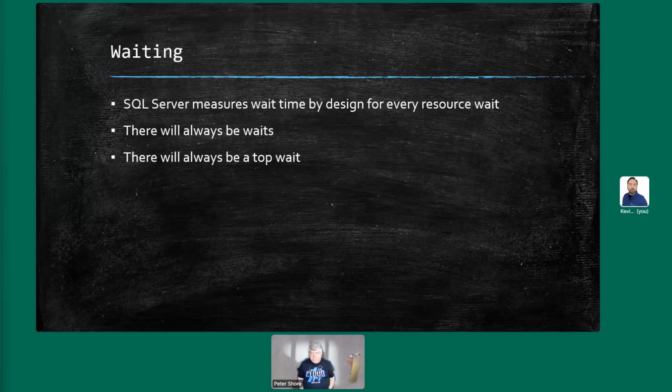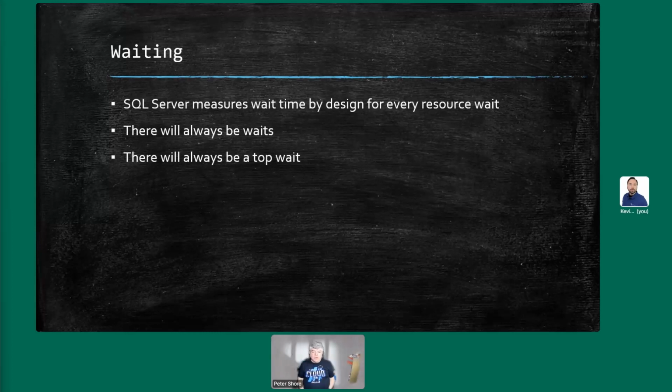I mention that because I have been in that conversation and heard of others being in that conversation, where usually a manager says we have to get rid of all waiting in SQL Server. And that's not possible. We can absolutely work to minimize the waits. There will always be waits.